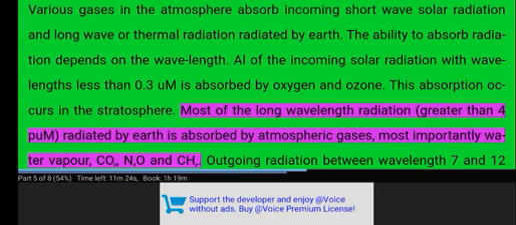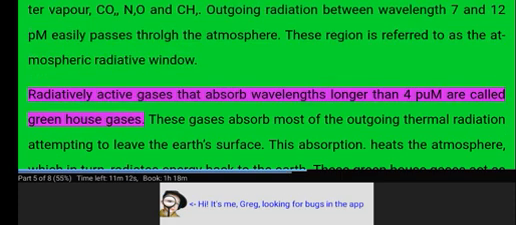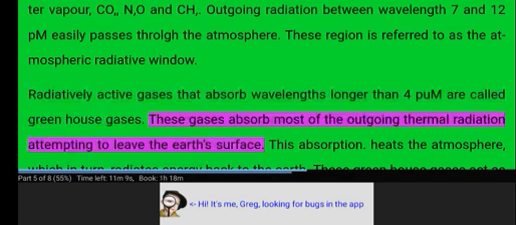Most of the long wavelength radiation greater than 4 µm radiated by Earth is absorbed by atmospheric gases, most importantly water vapor, CO2, N2O and CH4. Outgoing radiation between wavelengths 7 and 12 µm easily passes through the atmosphere. This region is referred to as the atmospheric radiative window. Radiatively active gases that absorb wavelengths longer than 4 µm are called greenhouse gases. These gases absorb most of the outgoing thermal radiation attempting to leave the Earth's surface.